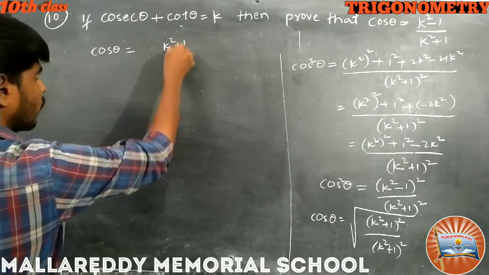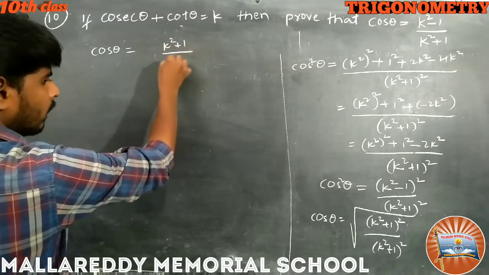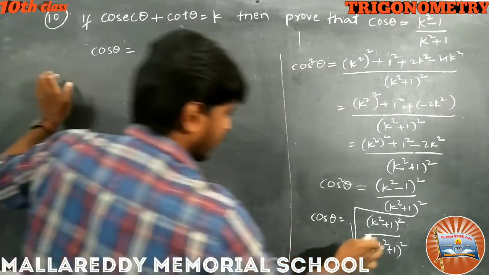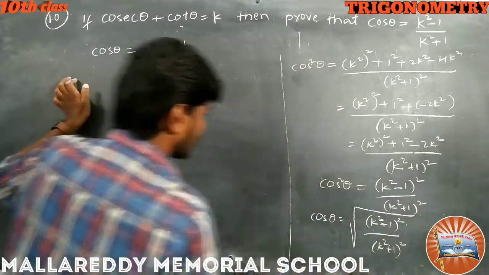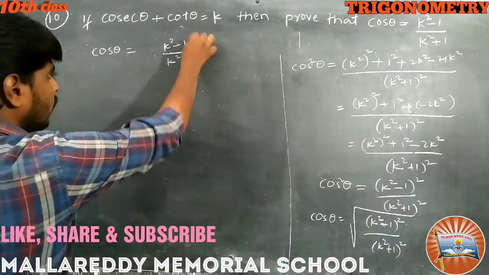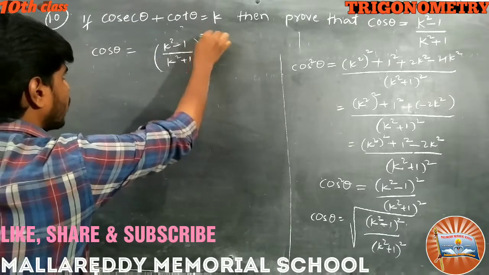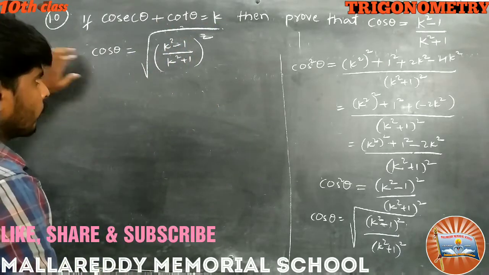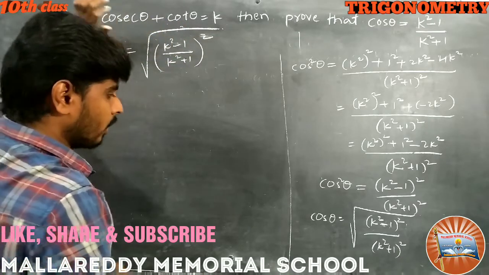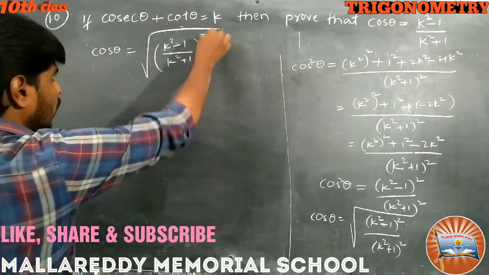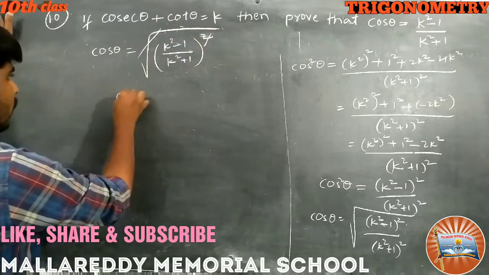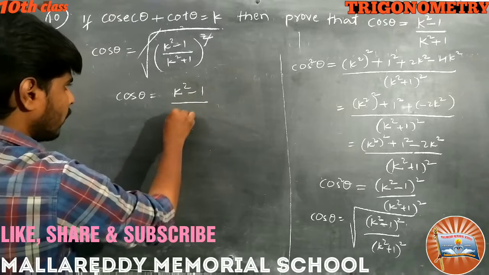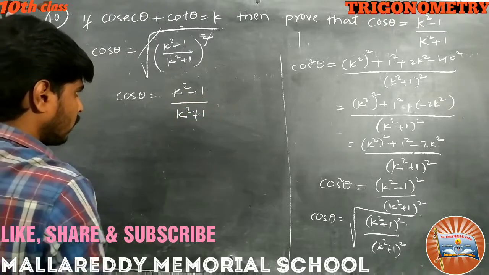What becomes, ma? So cos theta as it is. So k square minus 1 by k square plus 1, we can write the square root of the whole thing, isn't it? Can you write like this? I am taking the single root here, okay, single square here. Okay, now this square root gets cancelled. So cos theta is equal to k square minus 1 by k square plus 1.